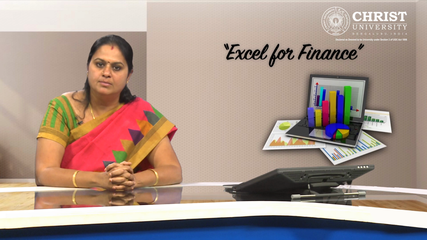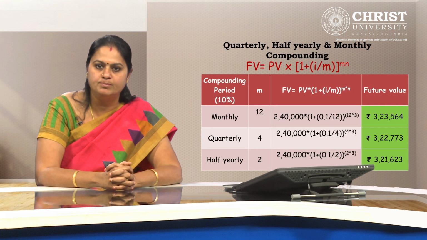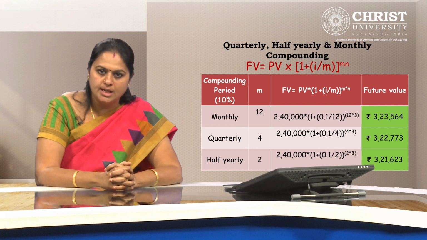It can get compounded monthly, in which case there are 12 compounding periods, or quarterly with 4, half yearly with 2 compounding periods. In this case, the future value formula would be FV is equal to PV into (1 plus I by m) to the power m into n, where m denotes the frequency of compounding and n refers to the number of years. Thus, m would be 12 or 4 or 2 depending on whether the interest gets compounded monthly, quarterly or half yearly.